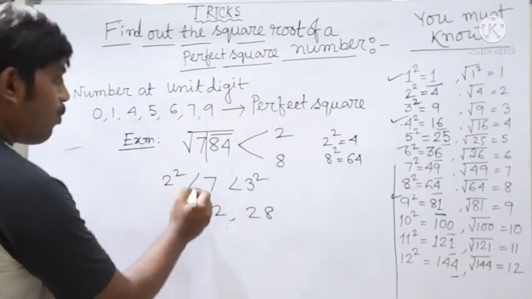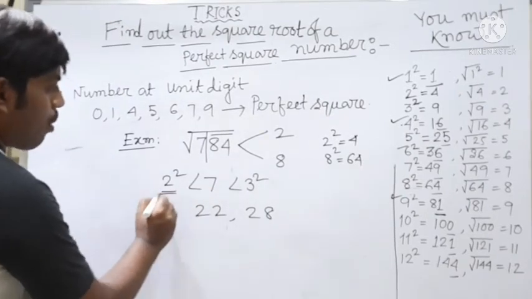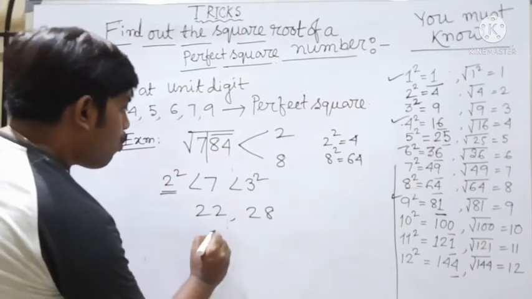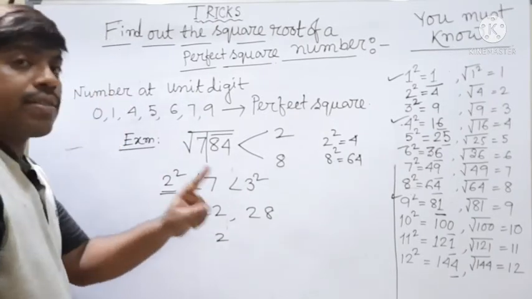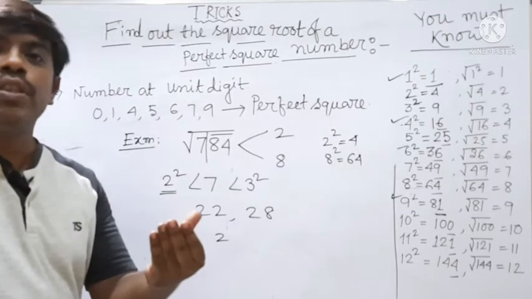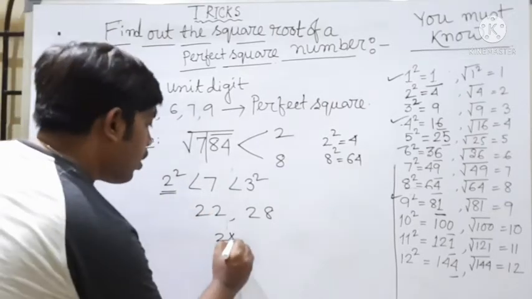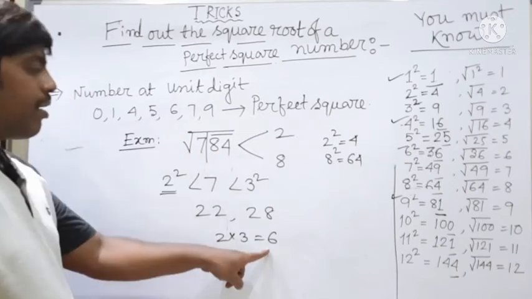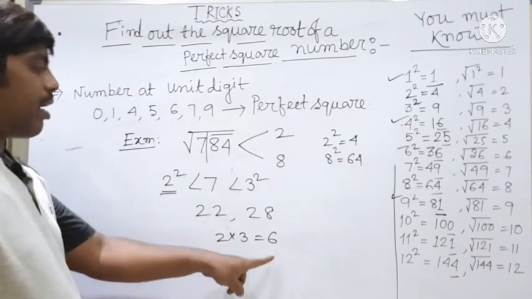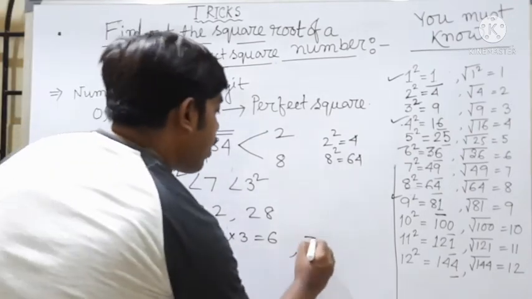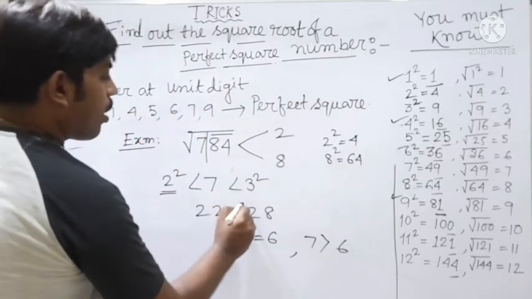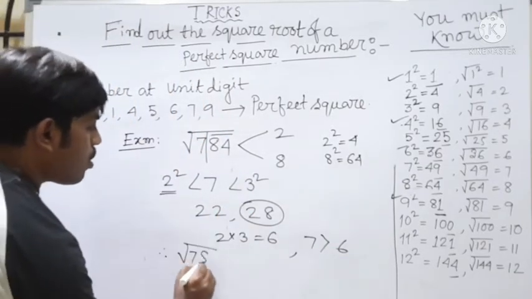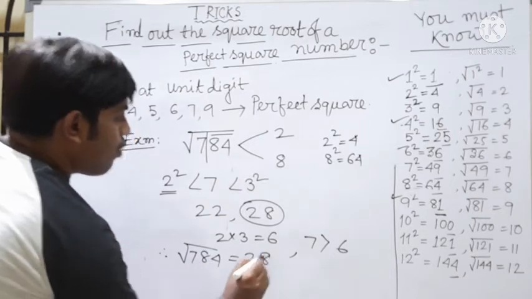Here we look at the smaller number. The smaller number is 2, and we multiply 2 with its next number. After 2, which number comes? 3. We multiply 2 with 3, that will be 6. And here you have to look, 7 is greater than 6. So we have to take the greater number. Therefore, the square root of 784 will be 28.